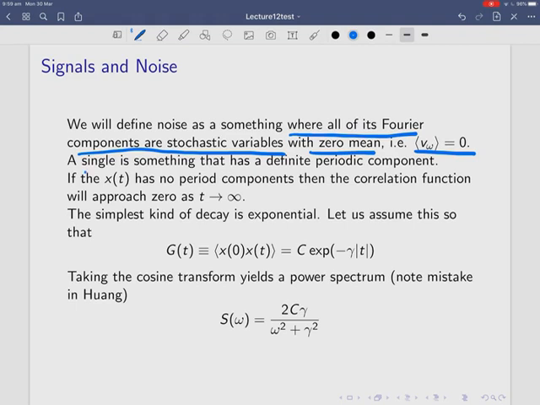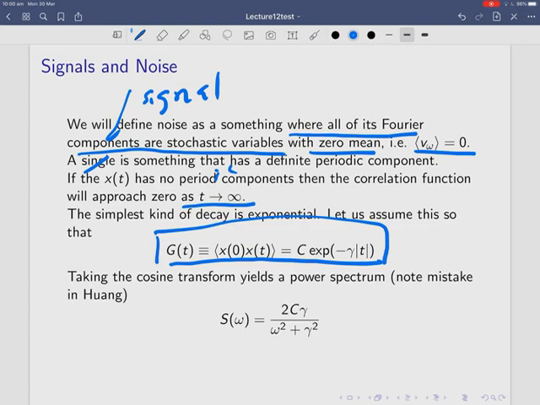A signal, which is not like that, is something that has a definite periodic component. If x of t has no periodic components, then the correlation function will approach zero as time approaches infinity. The simplest kind of decay is exponential. So let us assume we have a correlation function which looks like this. It decays away in time. How is x of t related to x of 0? Well, if t is 0, it's strongly correlated. You've got c there.